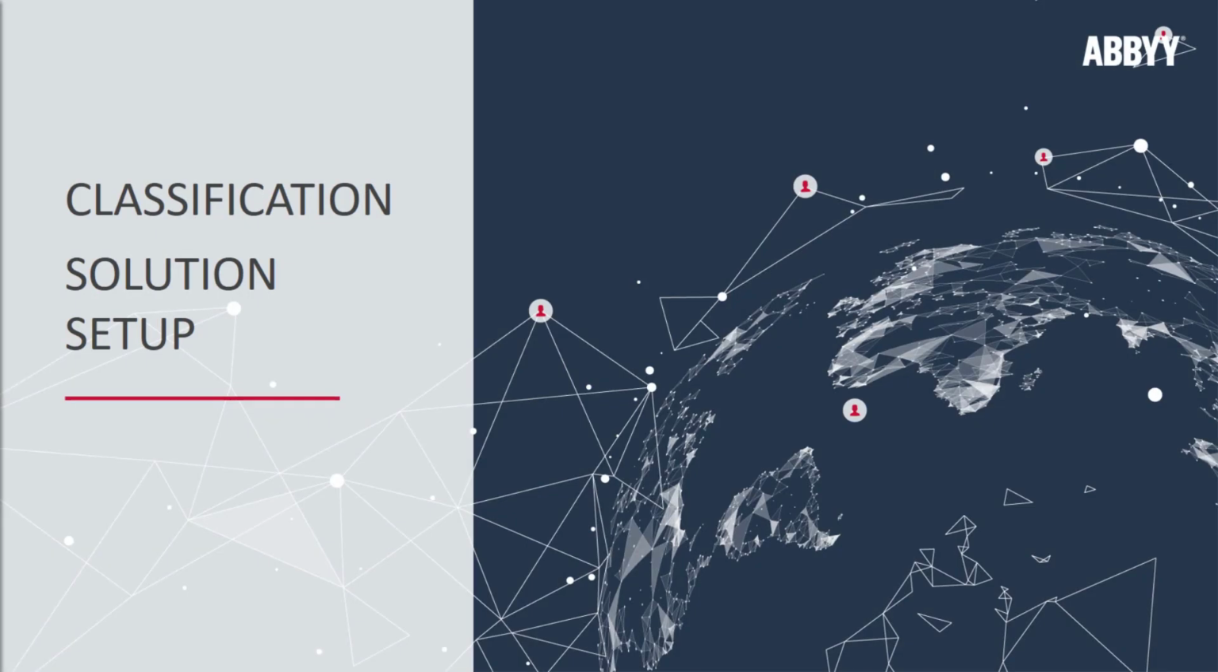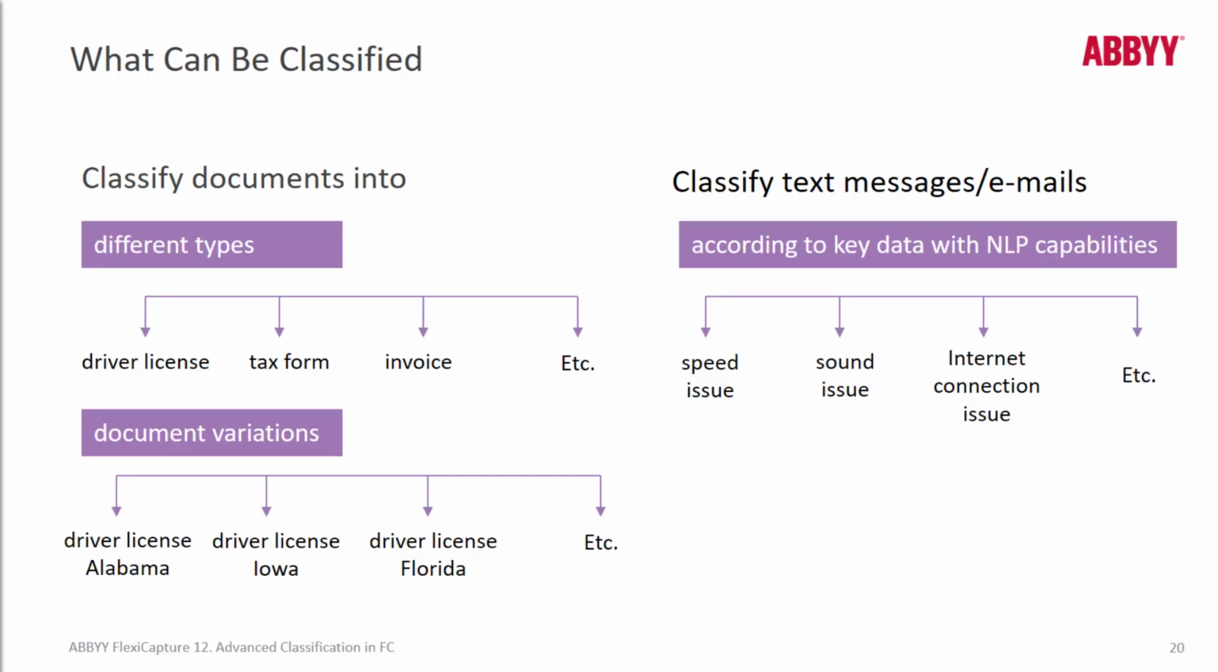Classification solution setup. Before setting up a classifier, let's see what can be classified. First, we can classify documents into types. For instance, we can distinguish between invoices and passports and driver's licenses and so on. Then, if needed, we can classify document type variants. That's when you have one document type with some differences depending on, say, the state or company those documents came from. Driver's licenses from different states are a good example, or comparing older and newer passport versions.